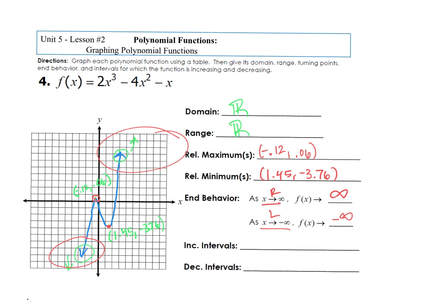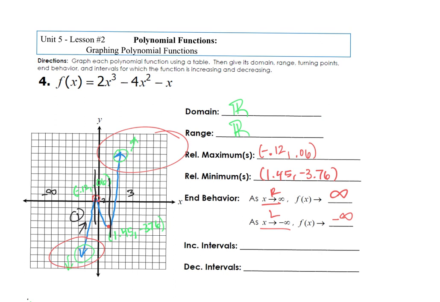And my increasing and decreasing interval. So the less turning points you have, the less interval changes you have, which means there's less to do, which is nice. We only have 1, 2, 3 sections here. So in section 1, we are going up from left to right. That's increasing. But for which x values?